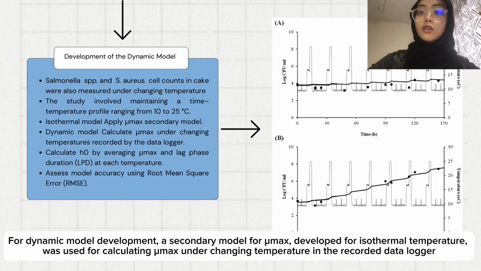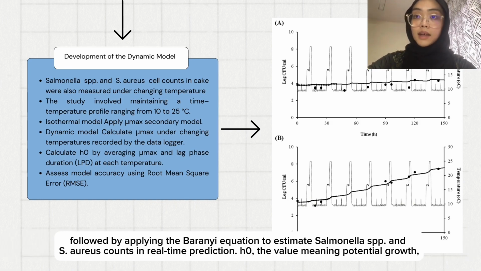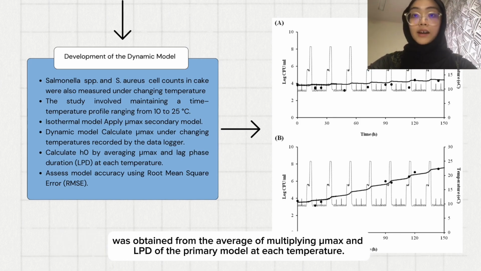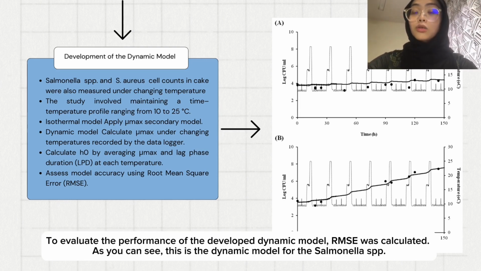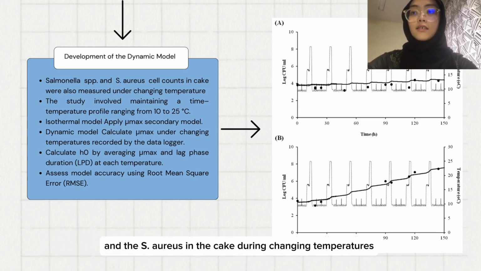for calculating Umax under changing temperature in the recorded data logger, followed by applying the binary equation to estimate Salmonella species and S. aureus counts in real-time prediction. H0, the value meaning potential growth, was obtained from the average of multiplying Umax and LPD of the primary model at each temperature. To evaluate the performance of the developed dynamic model, RMSE was calculated. As you can see, this is the dynamic model for the Salmonella species and the S. aureus in the cake during changing temperatures.